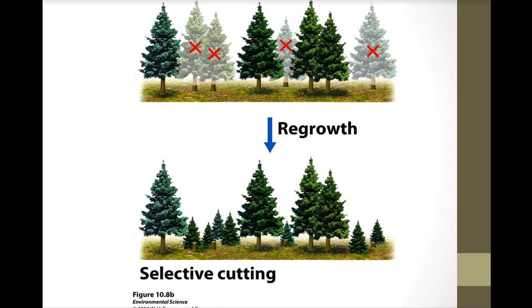Here's an example of what selective cutting might look like. So you cut down specific trees and then allow regrowth to happen with many of the larger trees. Actually, in this example, I think they've cut down too many of these trees for it to be considered selective cutting, but you still leave a lot of mature trees there and you allow the smaller trees to grow up around them.